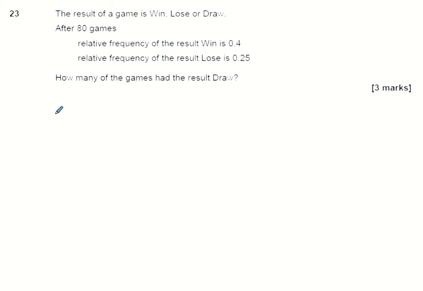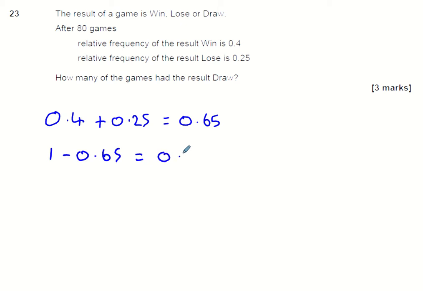So the relative frequency of winning is 0.4, the relative frequency of losing is 0.25. So far, we've dealt with the relative frequencies totaling 0.65. Relative frequency, as with probabilities, must total 1, which means we can do 1 minus the 0.65 to say that the relative frequency of drawing will be 0.35.